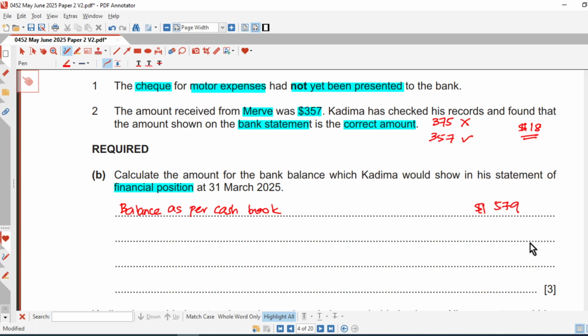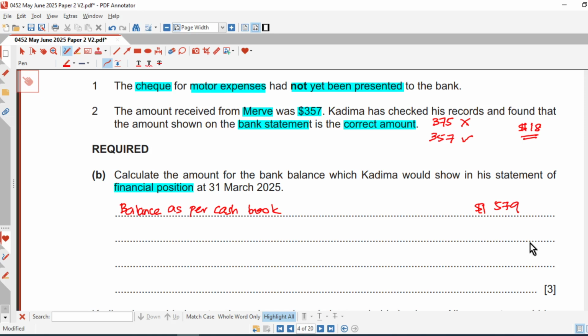Any check that has not been presented, we just wait, right? You just wait for a couple of days until the bank clears the check. That's it. You don't need to do anything. There's no error. There's nothing wrong on your side. It's just a timing difference.